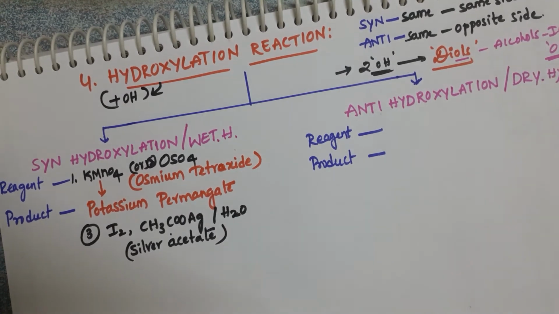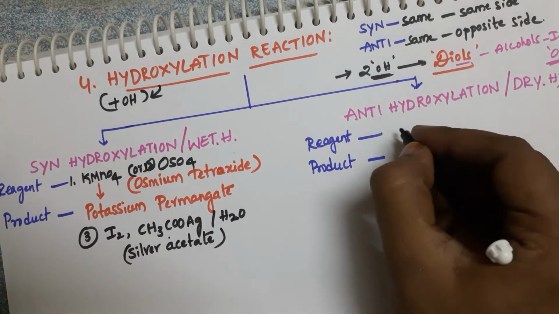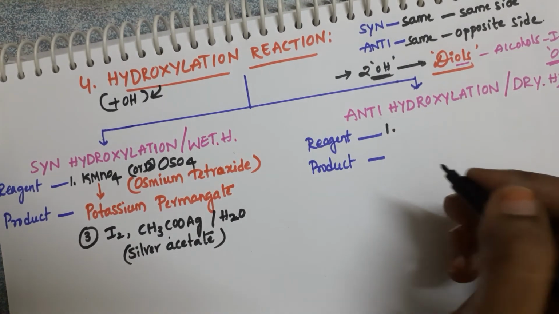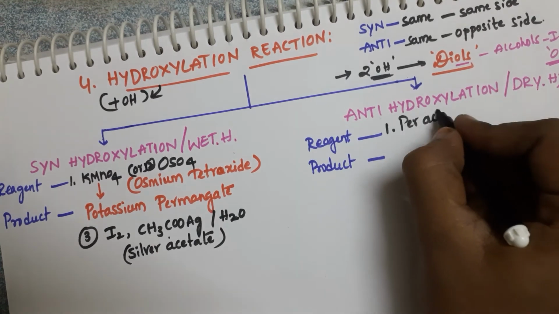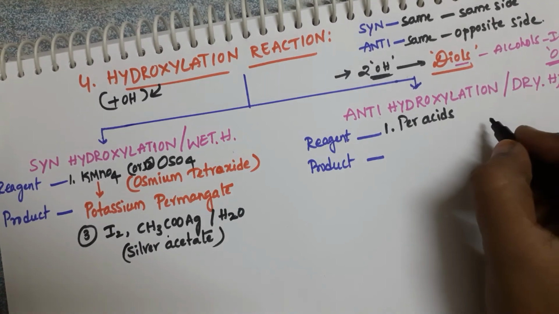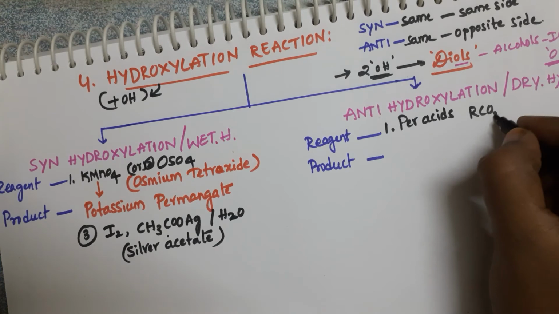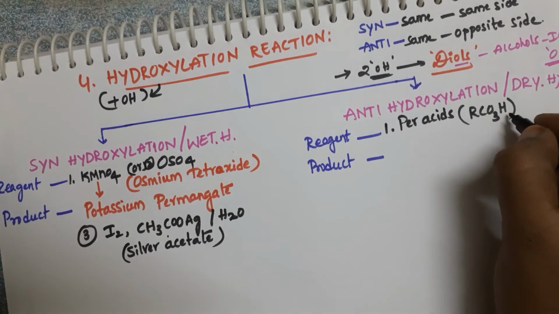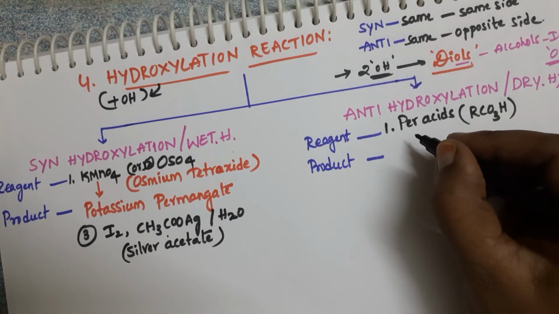What is the reagent in anti-hydroxylation? Here we have only two reagents. The first one is peracids. Actually, the acids have the RCOOH group and are called acids. Here peracid means RCO3H. If it is RCO2H, that is an acid. Here RCO3H is present, and this is called a peracid.